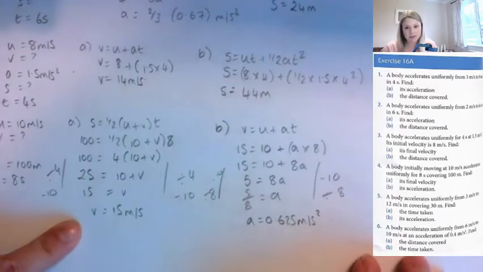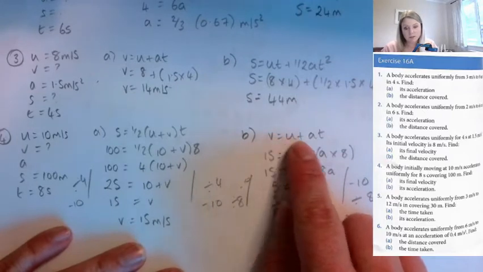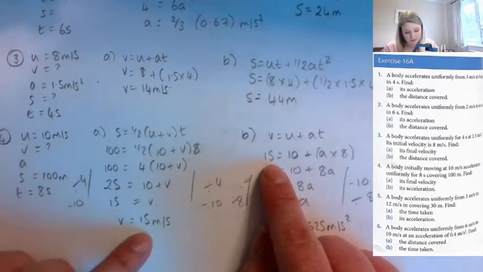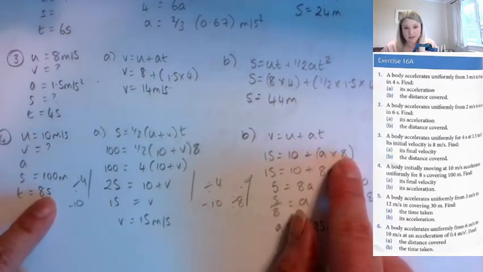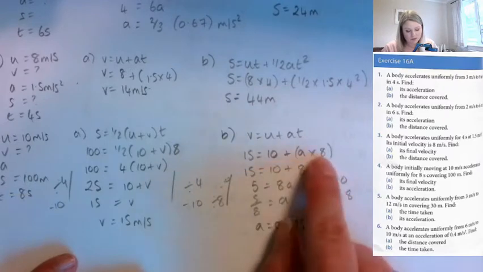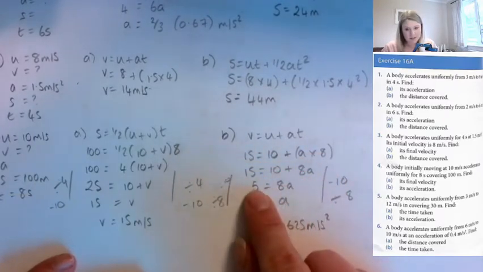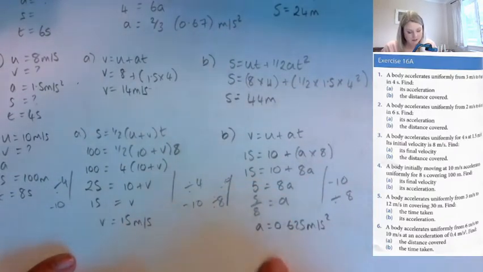B had asked for the acceleration. Because we have everything else, we can use any equation. So I opted for V equals U plus AT. V was 15, just figured it out, U is 10, A is what we're looking for, and the time is 8. I've rewritten that as 8A, more algebra-like. Taking 10 away from both sides gives us 5 equals 8A. Then divide both sides by 8, and we end up with 0.625.